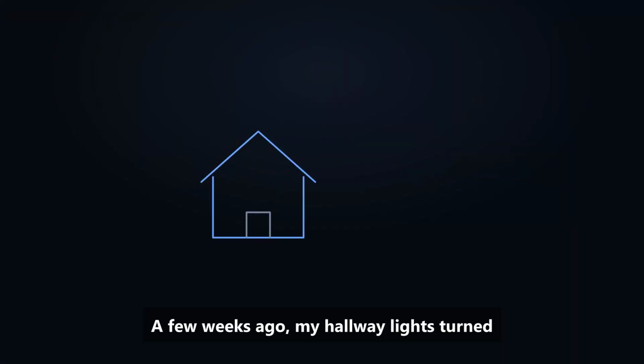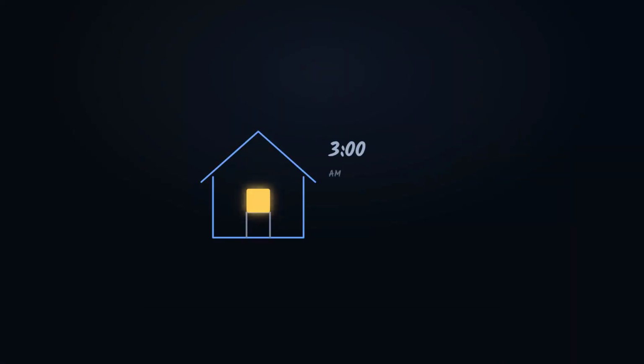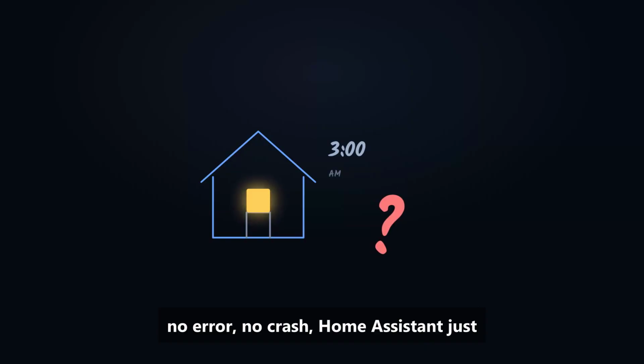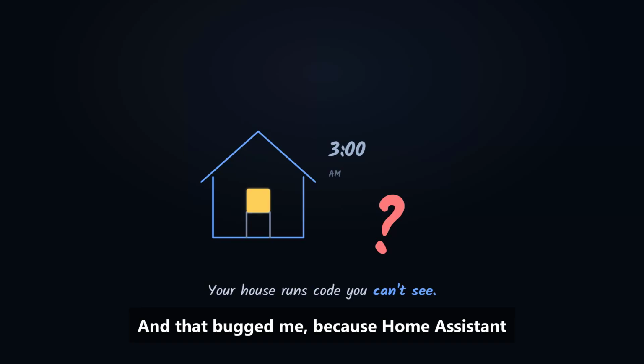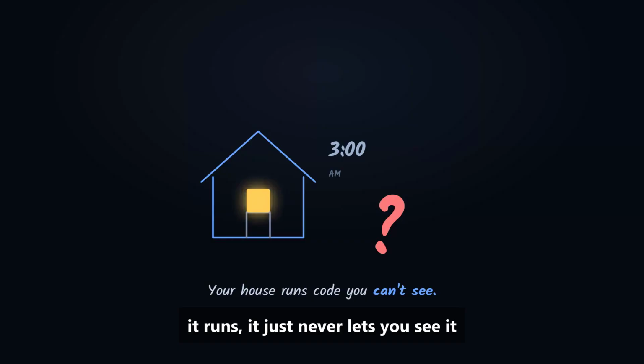A few weeks ago, my hallway lights turned on at 3 in the morning. Nothing was broken, no error, no crash. Home Assistant just did it, and it couldn't tell me why. And that bugged me because Home Assistant actually records a full trace of every automation it runs. It just never lets you see it.